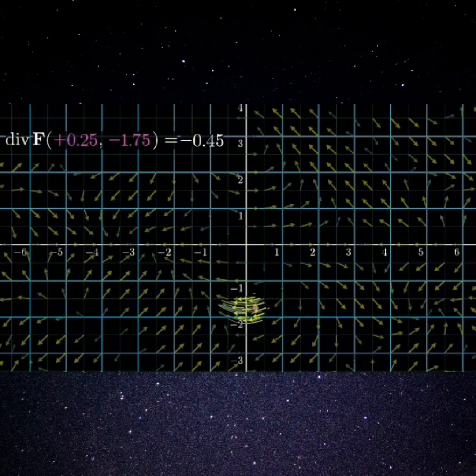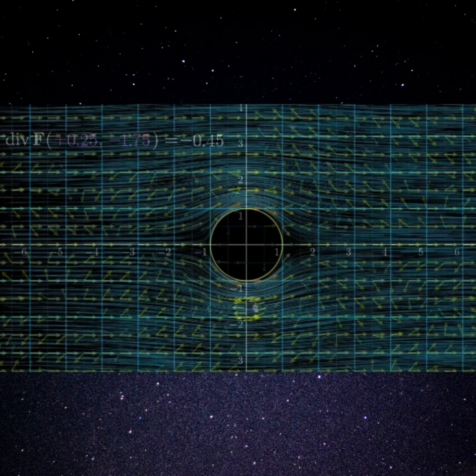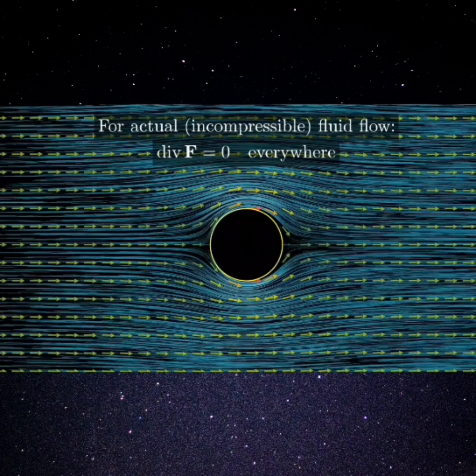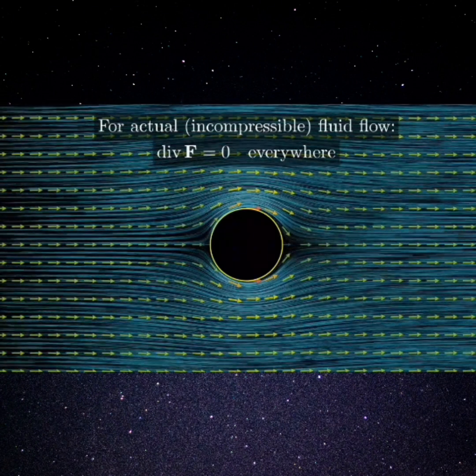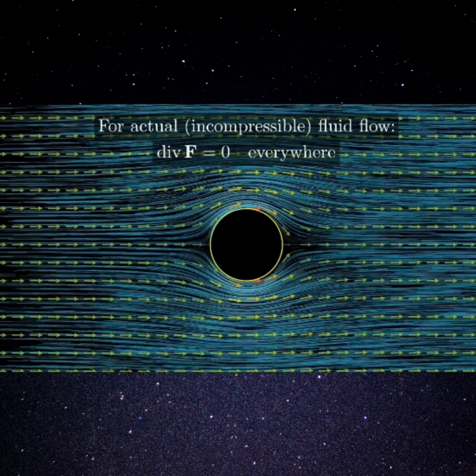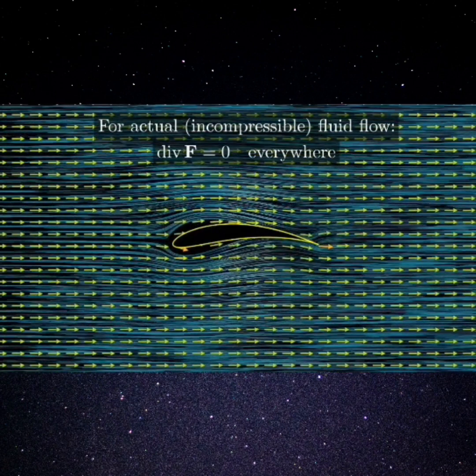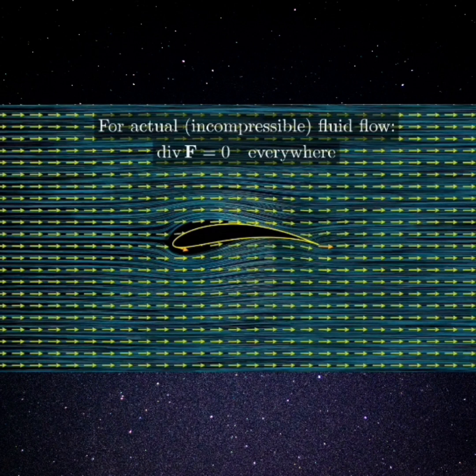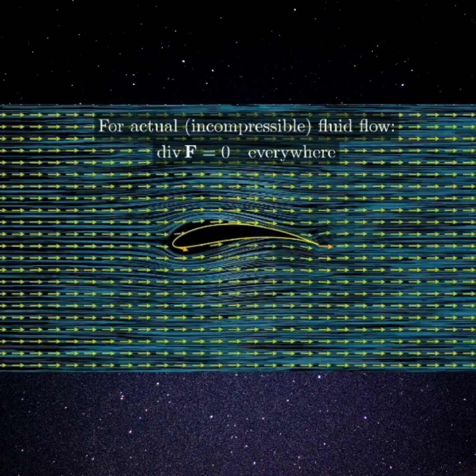Notice, this means that for an actual physical fluid, like water, rather than some imagined one used to illustrate an arbitrary vector field, then if that fluid is incompressible, the velocity vector field must have a divergence of 0 everywhere. That's an important constraint on what kinds of vector fields could solve real-world fluid flow problems.